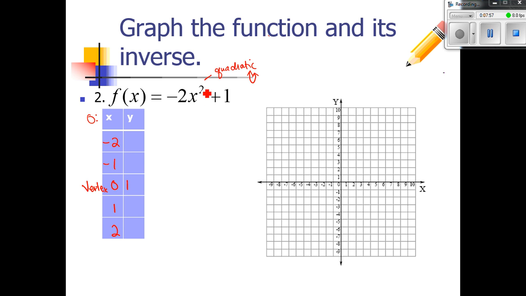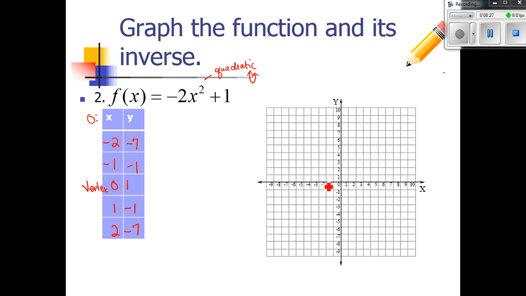So negative 2 squared is 4 times negative 2 is negative 8 plus 1 is negative 7. Okay, and then I'm going to plug in negative 1. That would be positive 1 times negative 2 would be negative 2 plus 1 is negative 1. 1 squared would be 1 times negative 2 plus 1 would be negative 1. 2 squared is 4, negative 8, that would be negative 7.